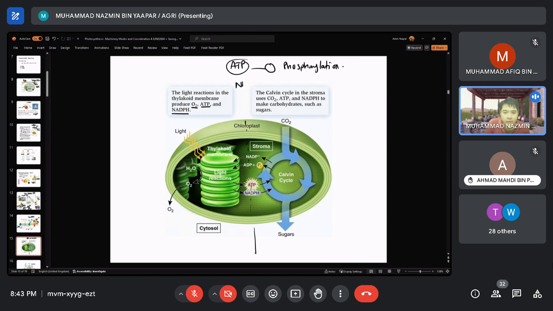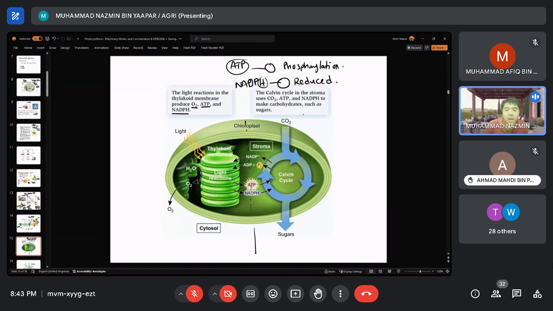What about NADPH? NADPH, you see, this hydrogen can be donated to other molecules as well. So that molecule, the moment it receives the hydrogen, it will be called reduced.